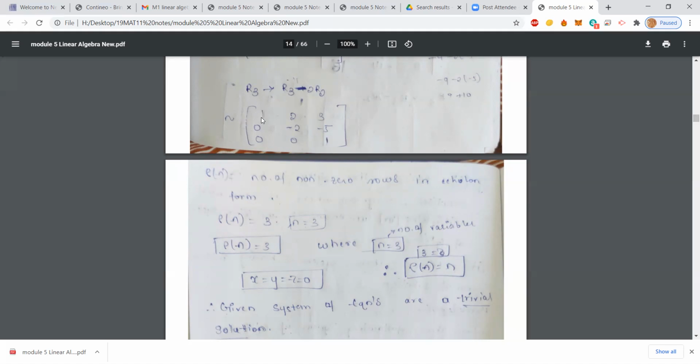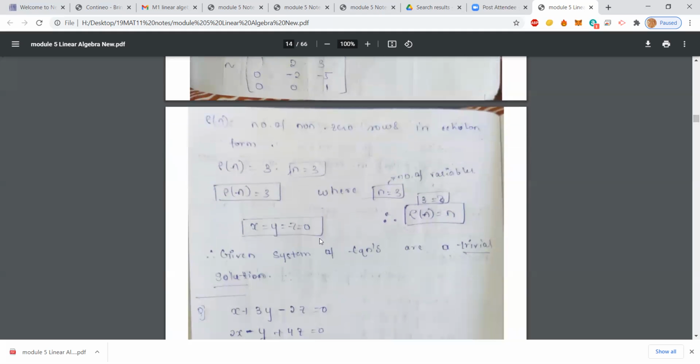Count the number of non-zero rows. Here the number of non-zero rows is 3. Since 3 non-zero rows are there, rho(A) is equal to 3. n is nothing but the number of variables given in the system, so n is also equal to 3. So the rank of the matrix, rho(A), is equal to n. This is the condition for the given system to have a trivial solution. So you need to write the solution to the given system as x is equal to y is equal to z is equal to 0.